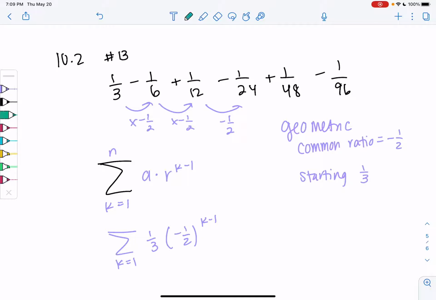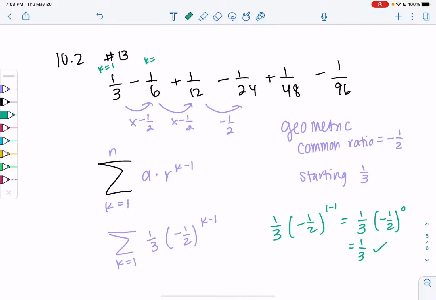And we can just double check, because sometimes you could start at 0 or 2 technically, but we usually start at 1. But let's just make sure it matches. So let's make sure 1/3 times -1/2 to the 1 minus 1. Yeah, that would be -1/2 to the 0, which would be 1/3. So cool, that matches our first term.